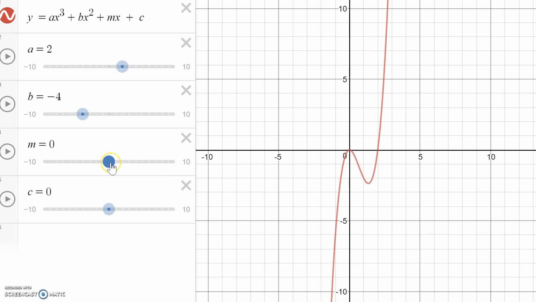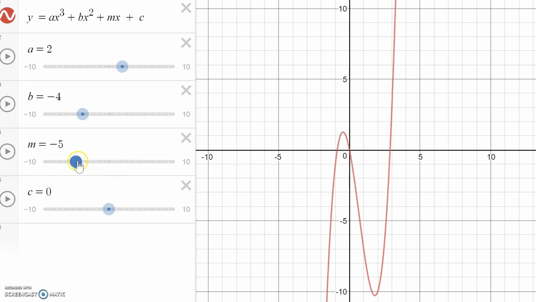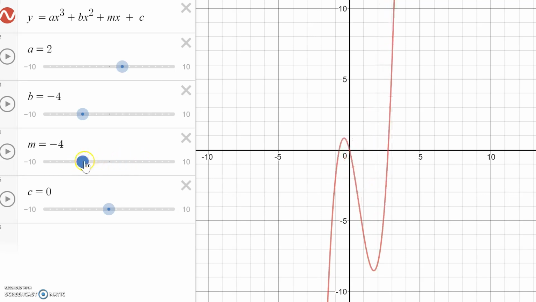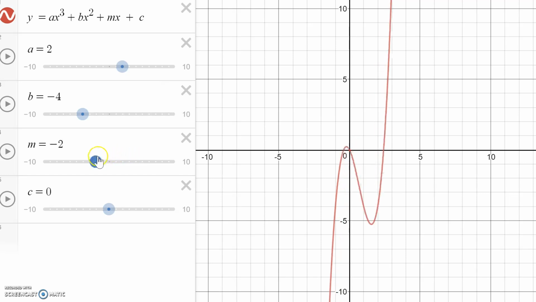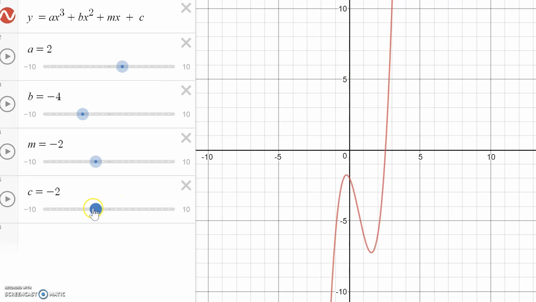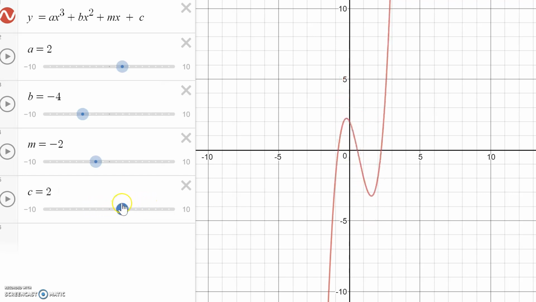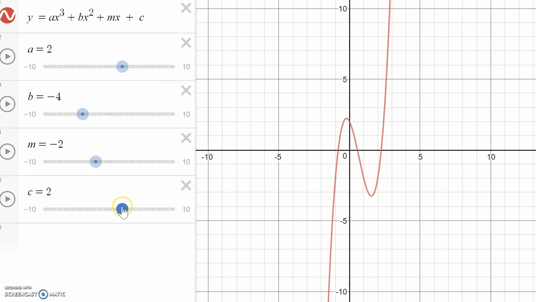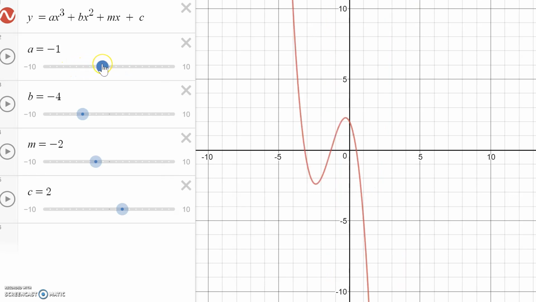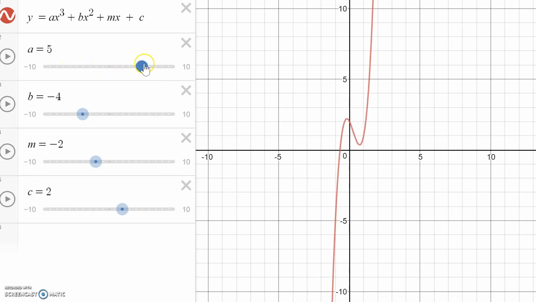What if we change the m value? So we add some x's as well. It changes, I guess, how tight that little kink is. It might stretch it out, or it might be really, really pronounced. And if we change the c value, just like before, it's shifting our graph up along the y-axis, or shifting that shape down along the y-axis. So cubics: negative, top left to bottom right; positive, bottom left to top right.